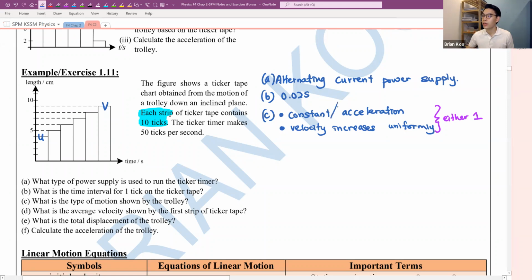Constant acceleration or uniform acceleration also can. Just so you know, when your teacher marks your physics exam paper, although it looks like there's a lot of calculations, if you look at SPM questions or SPM paper, or trials paper, state paper, you'll notice that most of the marks actually is from explaining things. Not so much on calculations.